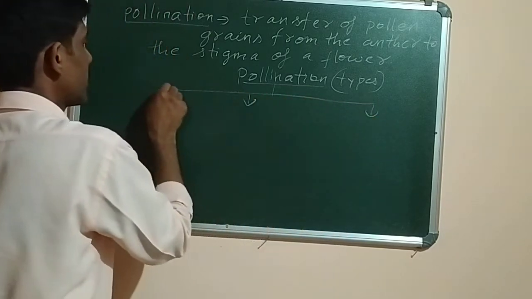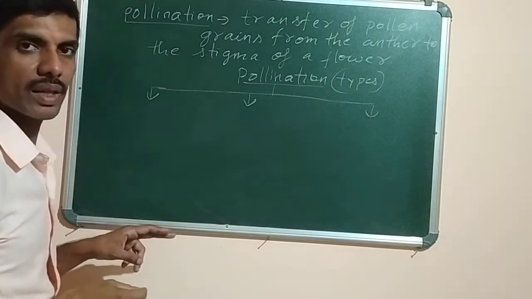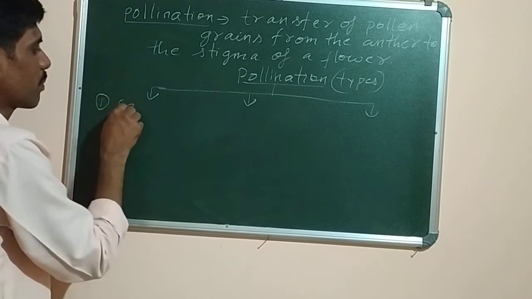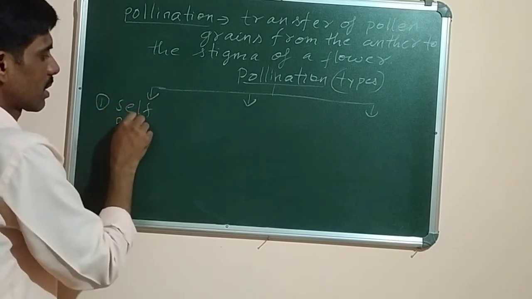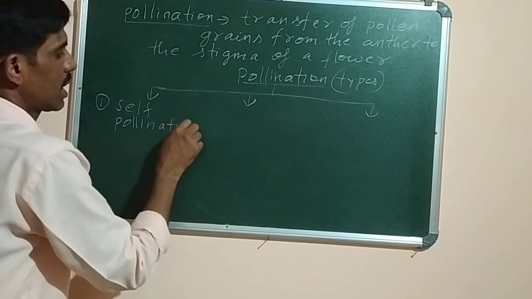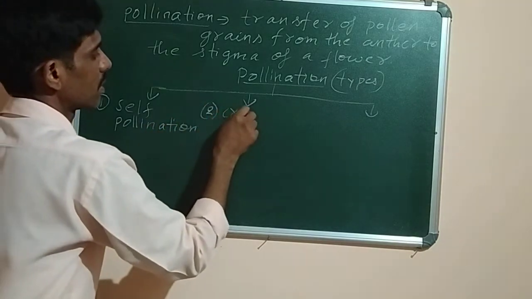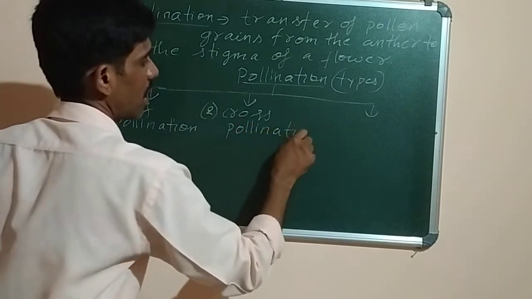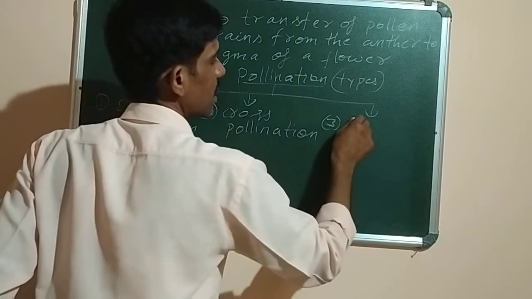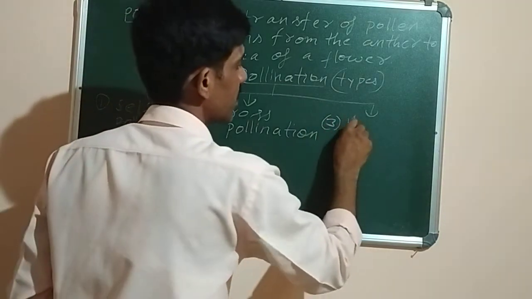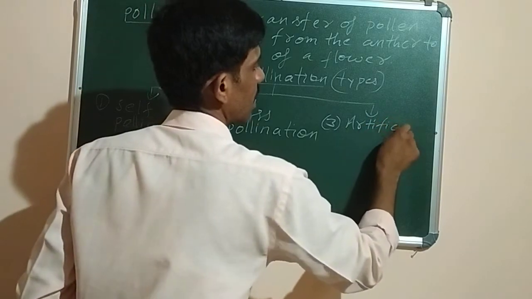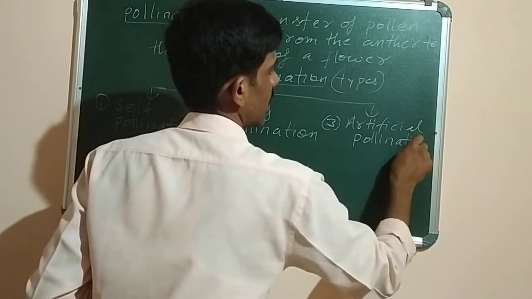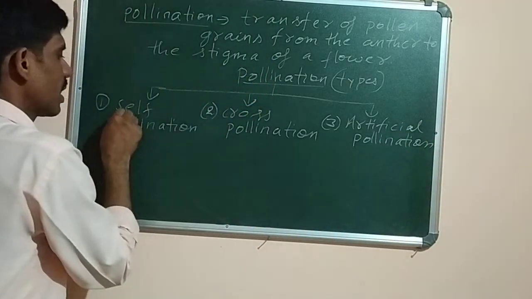In your book, 3 different types are mentioned. Mainly 2 are there, but the third one is counted as pollination done by man. So I will just write down the names. First one is self-pollination. Then number 2 is cross-pollination. And the third one is called pollination done by man, which is artificial pollination. Okay, so let's do one by one, the definition of each one of them.